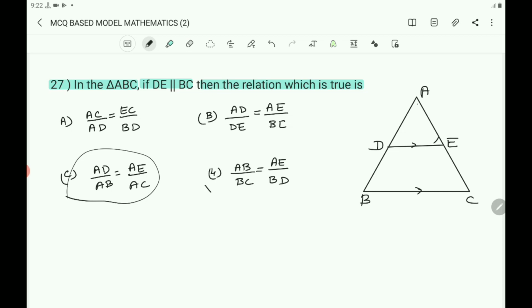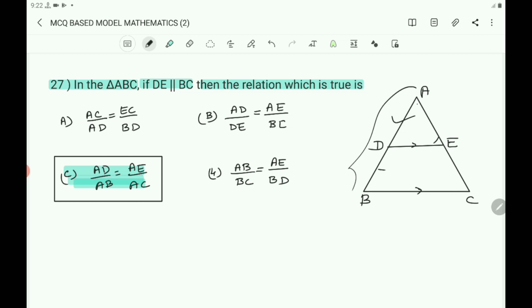But if you go to the fourth relation, AB by BC equals AE by BD, this type of relation is also not correct. So you can say that option C is the correct answer. Option C is the correct answer. That is, AD by AB equals AE by AC. AD by AB equals AE by AC is the correct relation.